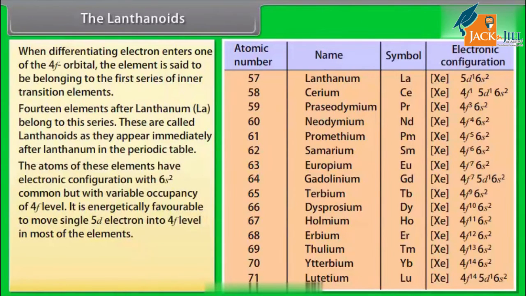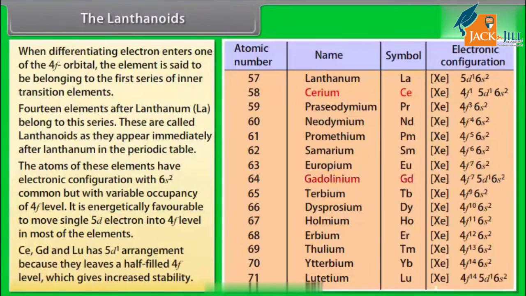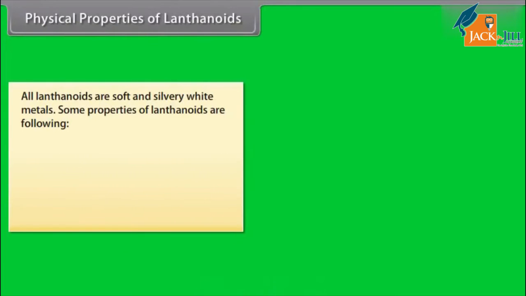The atoms of these elements have an electronic configuration with 6s2 common but with variable occupancy of the 4f level. It is energetically favorable to move a single 5d electron into the 4f level in most of the elements. Cerium, gadolinium and lutetium have a 5d1 arrangement because they leave a half-filled 4f level, which gives increased stability. Physical properties of lanthanoids. All lanthanoids are soft and silvery white metals.